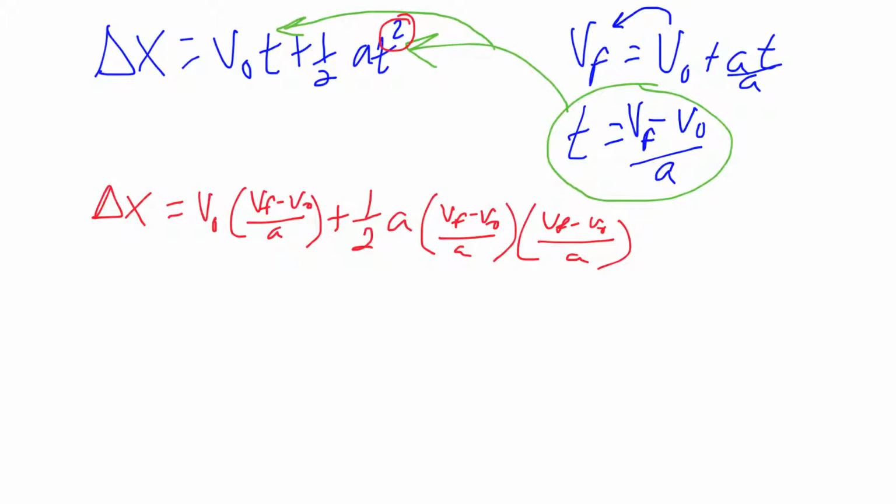Now I notice that I have an acceleration here in the numerator, so I can cancel it out with one of the accelerations in the denominator. And then I notice that I have an acceleration here and here, so let's multiply both sides by acceleration.